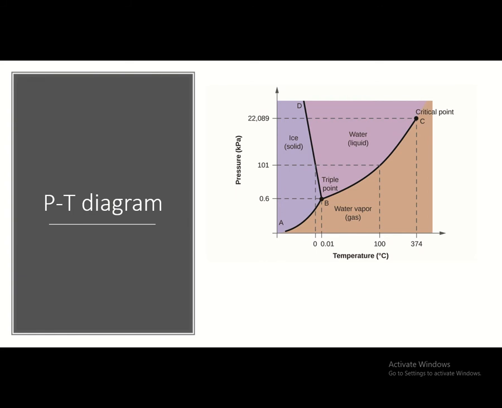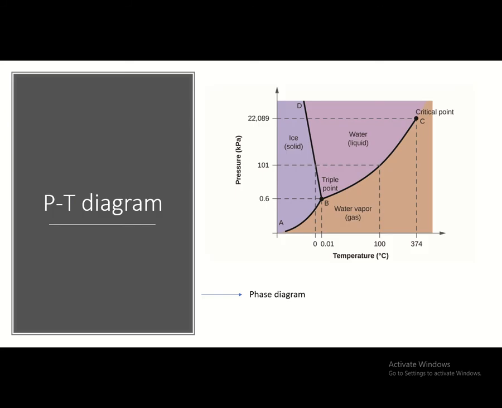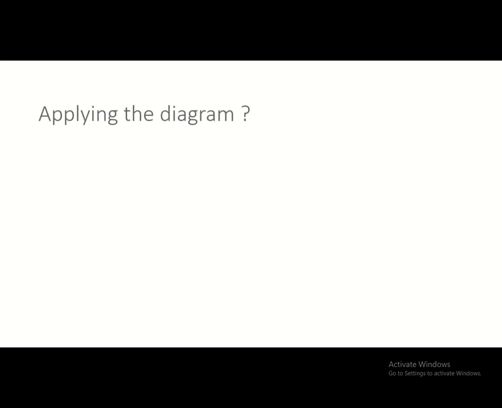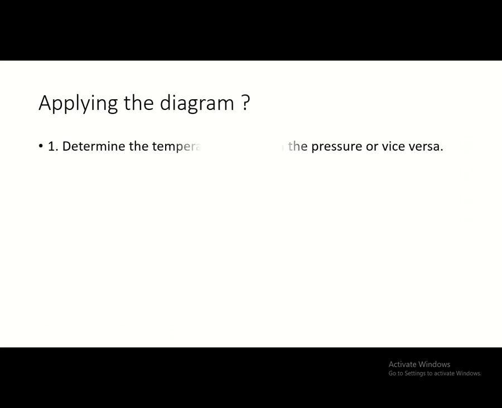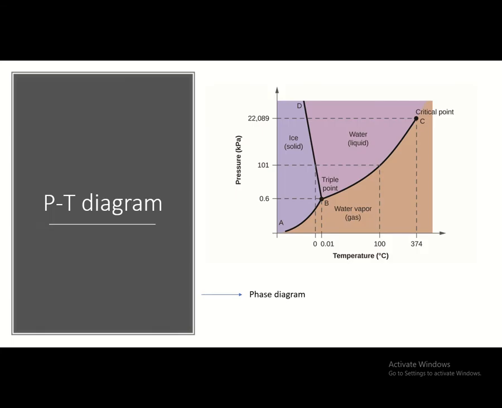Because this PT diagram can perfectly separate as well as represent all the states of a substance, it is called the phase diagram. So when we know about the phase diagram, what exactly can we do with it? The first thing: you can determine the temperature based on the pressure, or vice versa. You have the pressure, you have the state, so you look for the temperature.